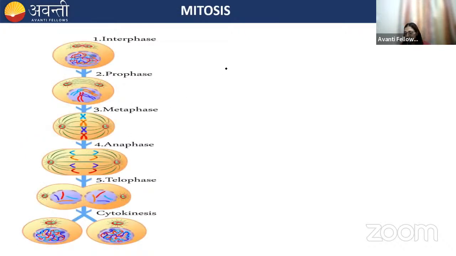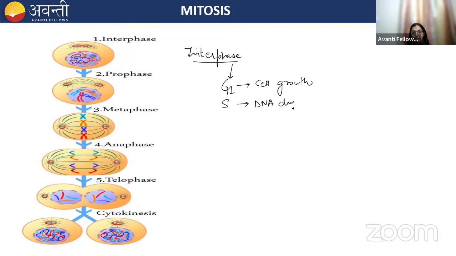Next, we are going to discuss some of the important events regarding the cell cycle. First, we are going to discuss interphase. This is also known as the preparatory phase, where the cell prepares for cell division. Interphase consists of the G1 phase, where cell growth occurs. G1 is followed by the S phase, where DNA duplication occurs, and centrosome duplication also occurs.